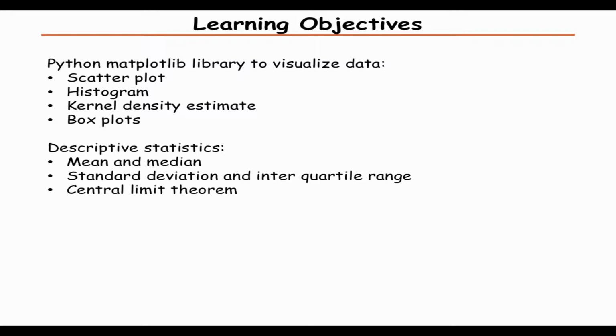Then we'll talk a little bit about descriptive statistics, about what mean and median mean for different kinds of distributions, and also look at different measures of variation, like standard deviation and interquartile range. And then we'll talk about the central limit theorem, and that will also be the homework.